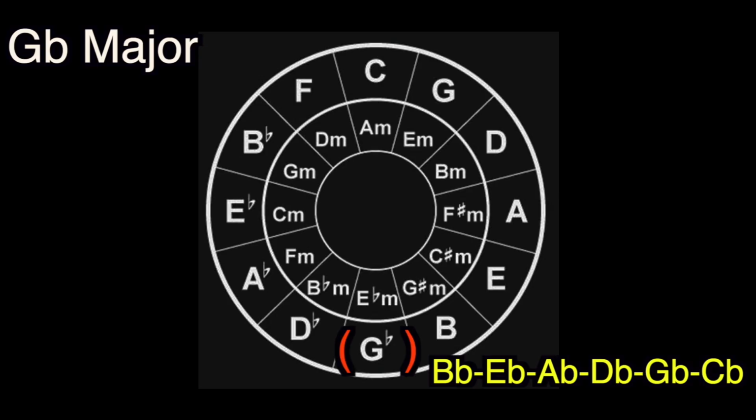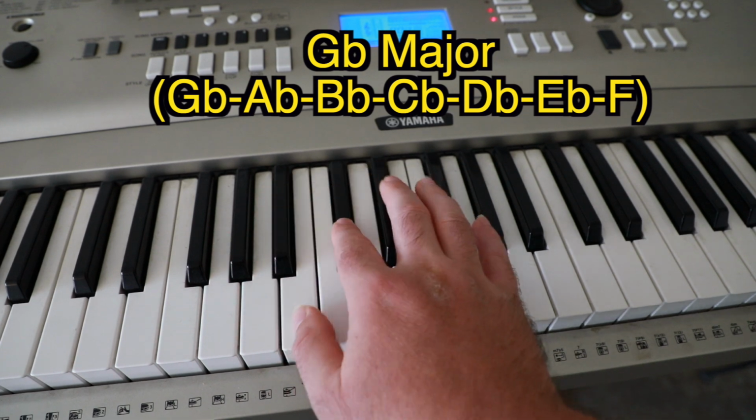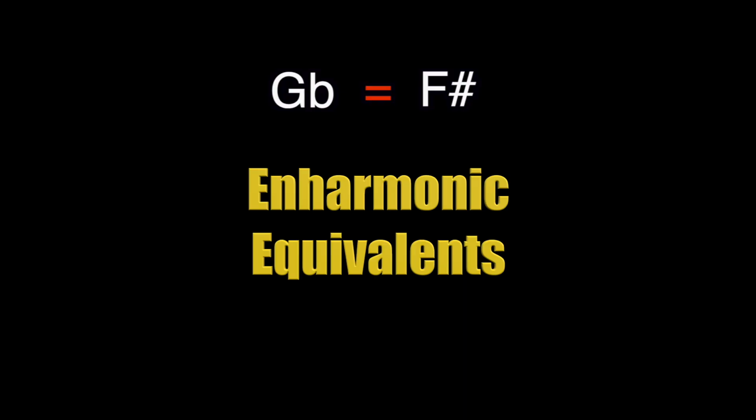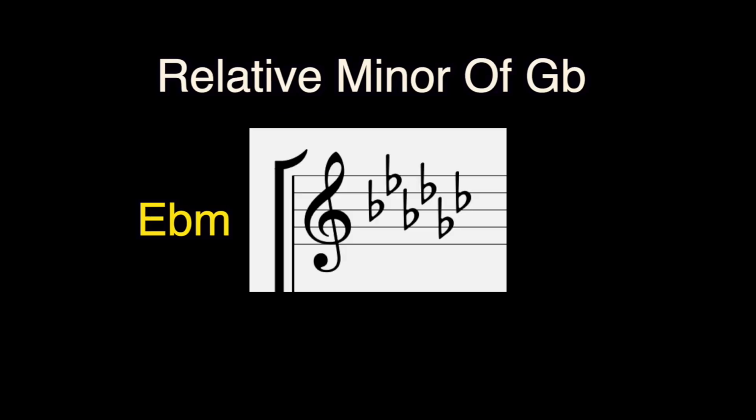The key of G flat contains 6 flats: B flat, E flat, A flat, D flat, G flat, and C flat. And this key is enharmonically equivalent to F sharp major. The relative minor is E flat minor.